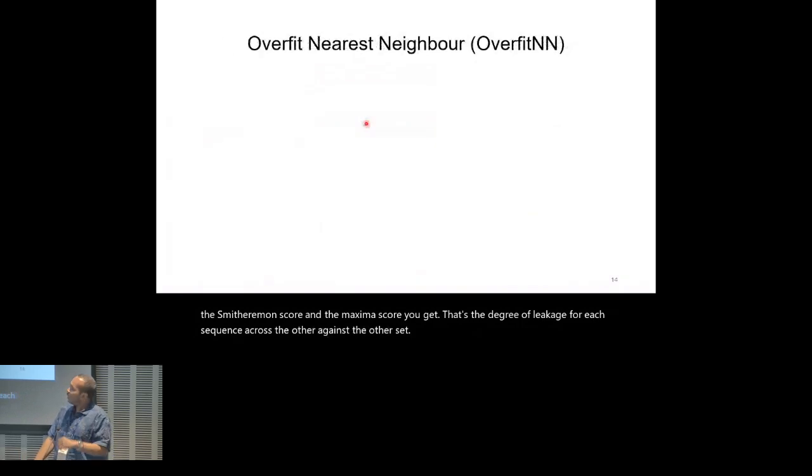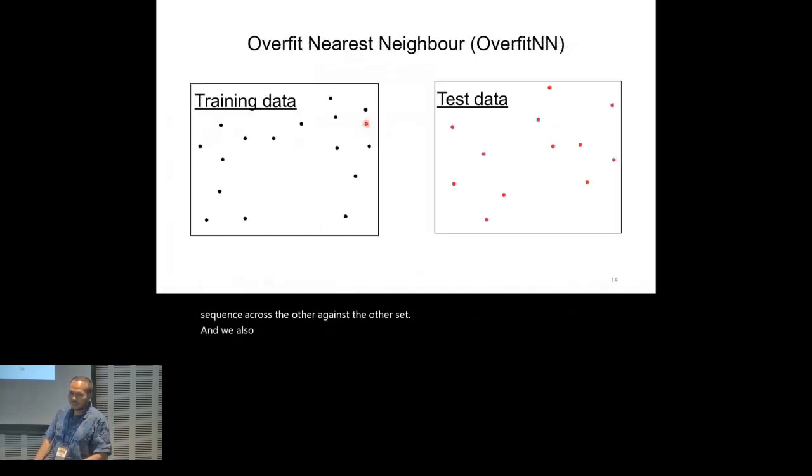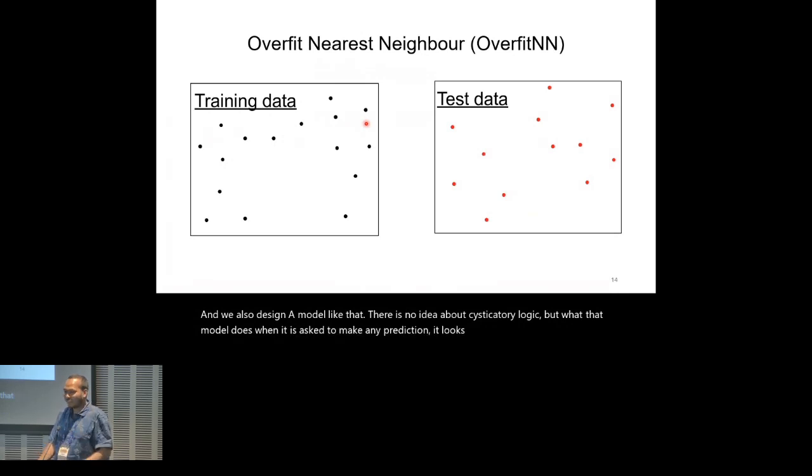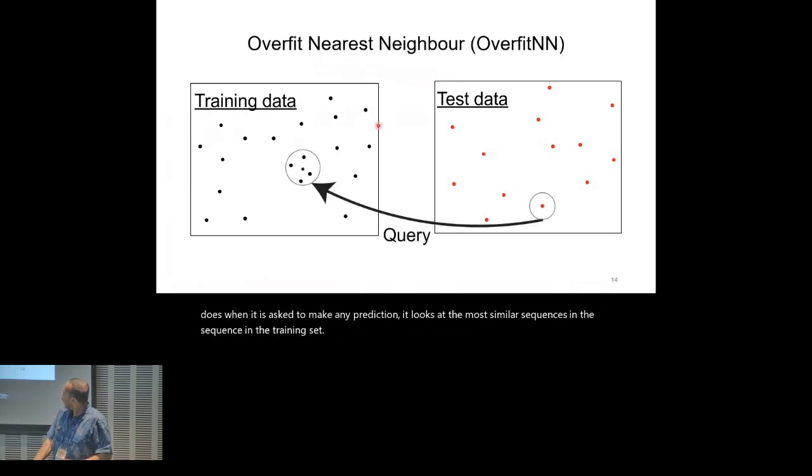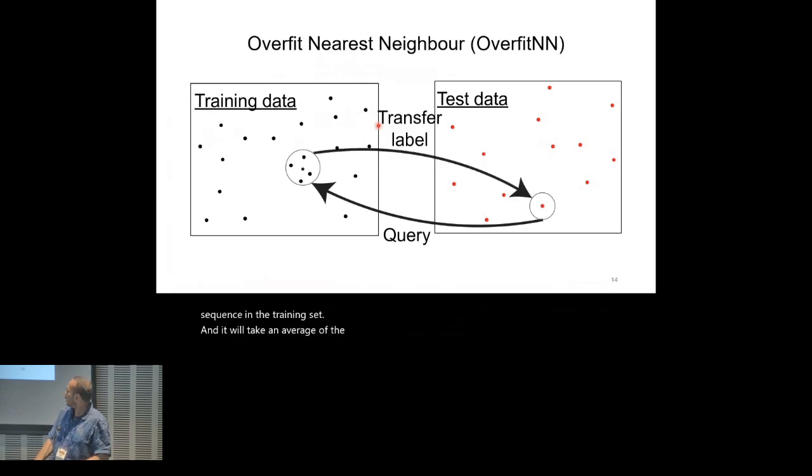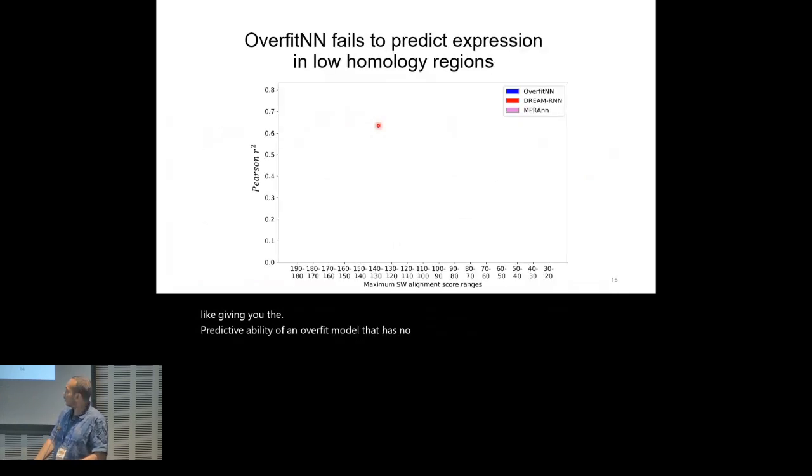And we also design a model that has no idea about the regulatory logic. What that model does, when it is asked to make a prediction, is look at the most similar sequences in the training set, take an average of their expression, and make the prediction. So it is kind of giving you the expected predictive ability of an overfit model that has no idea about the underlying logic.